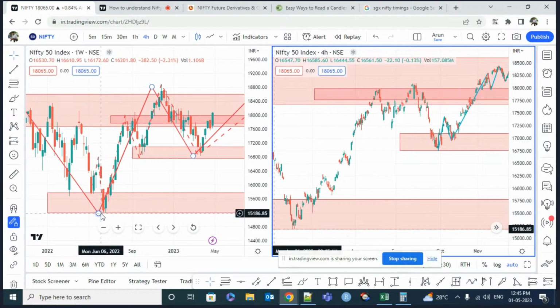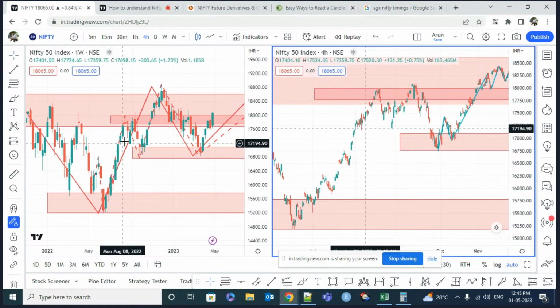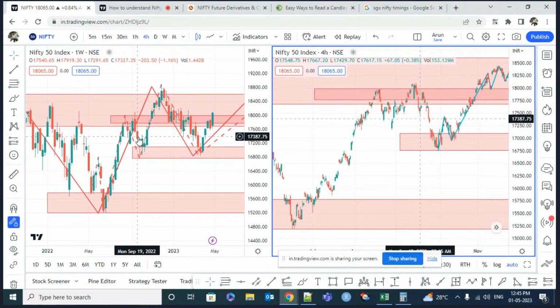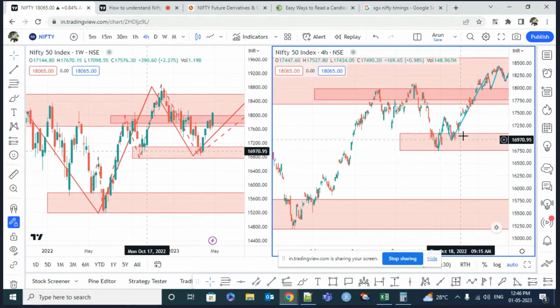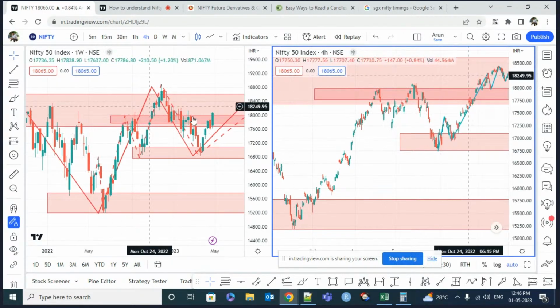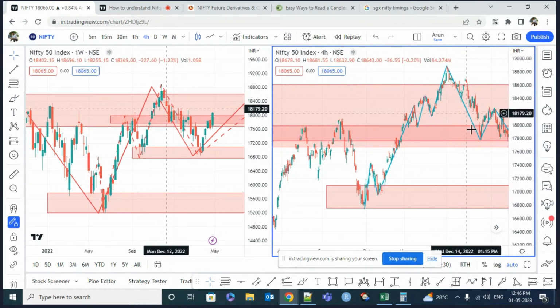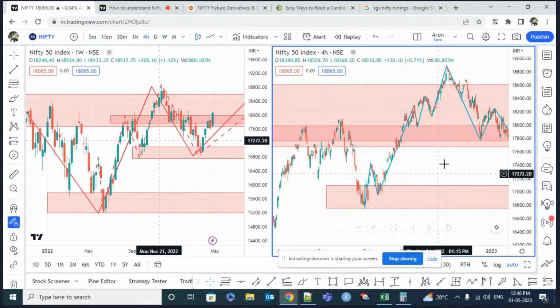If you see my crosshair, this is weekly. So higher high, then this is a higher low. Then there is a trend reversal here, and then the market has moved up. So this is how the weekly trend in daily looks like. Sorry, 4 hour it looks like.